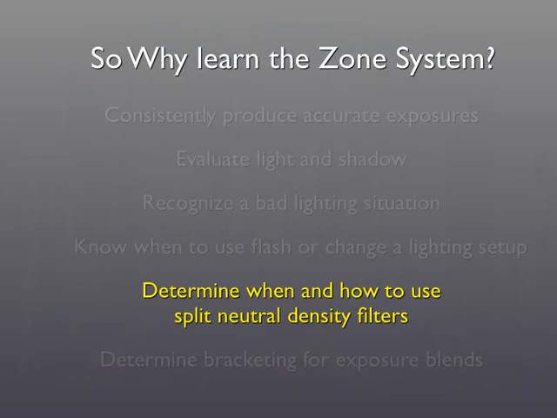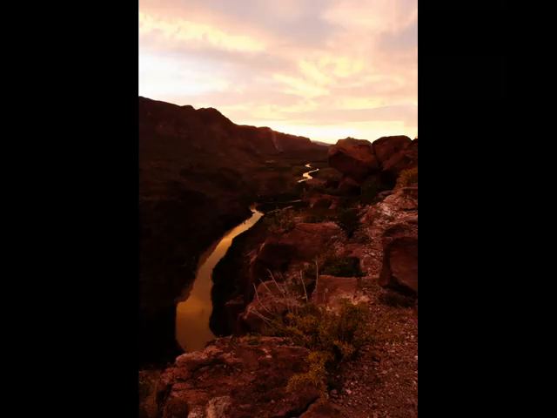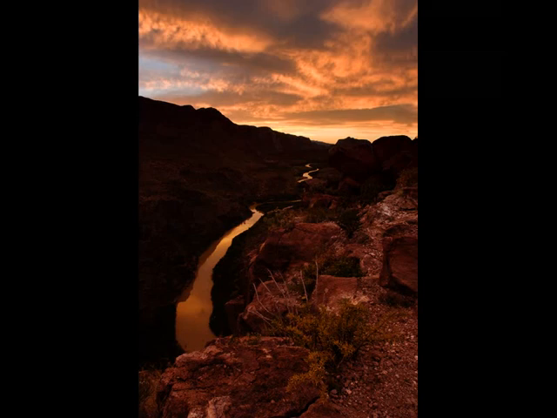Determine when and how to use split neutral density filters. This is imperative for the landscape photographer. Well, when you're shooting at sunset or sunrise, the sky is so much brighter than the foreground. You make an exposure for the sky, and the foreground is pure black. Make an exposure for the foreground and the sky is blown out. So what you need to do is figure out how much difference there is between the top and bottom, and then put on a split neutral density filter to bring the light back together.